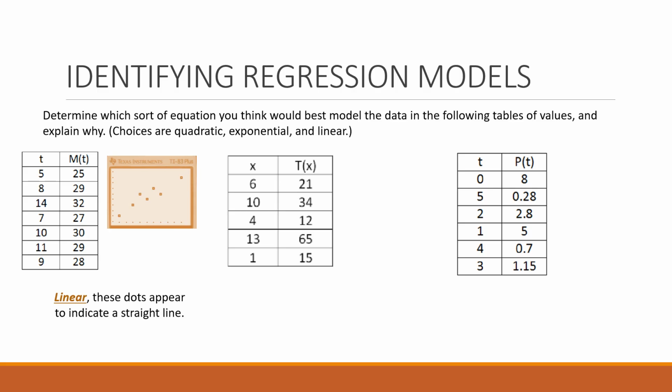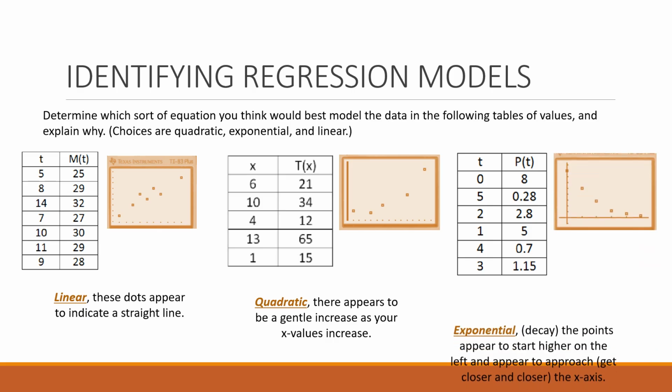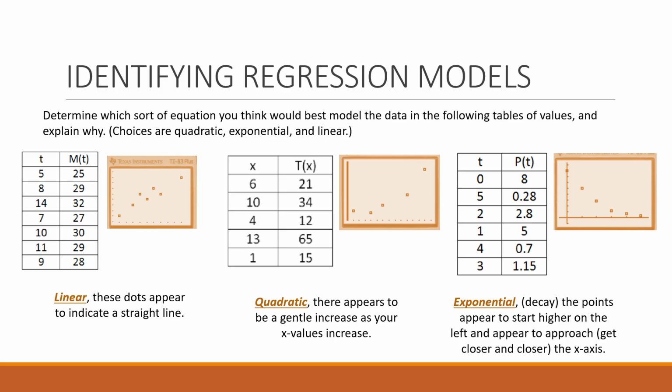In the next situation, put your x's in list 1 and your f of x's in list 2. Create a scatter plot, and this looks quadratic. There appears to be a gentle increase as your x values increase. Put the t's in list 1 and the p of t's in list 2 and make a scatter plot. This looks like it's exponential. This time it's decay. The points appear to start higher on the left and get closer and closer to the x-axis as you go to the right.